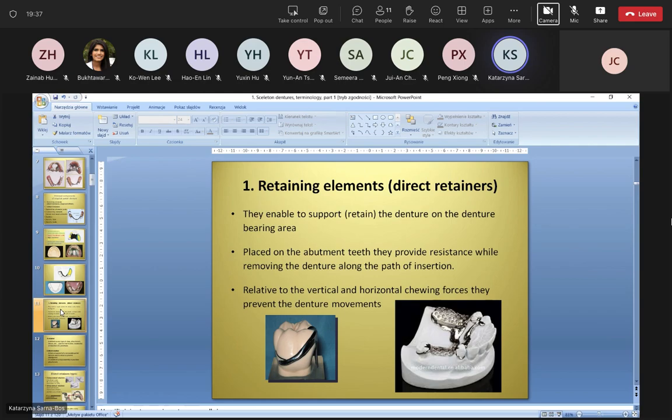Retaining elements, in other words, direct retainers, enable retaining the denture in the denture-bearing area. They are placed on the abutment teeth, and they provide resistance while removing the denture along the path of insertion. So here you have an example of such a retaining element. This is the clasp. Relative to the vertical and horizontal chewing forces, they prevent denture movements.